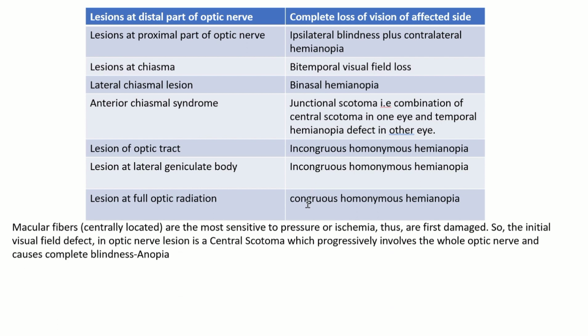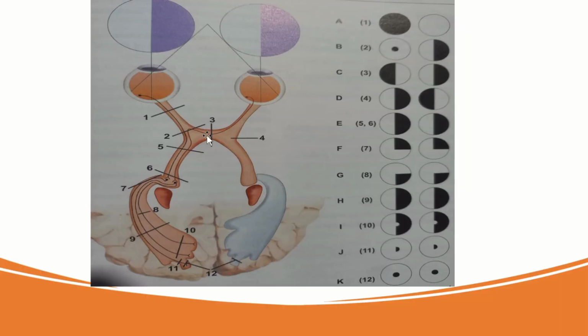So in optic radiation, why we have written congruous homonymous hemianopia is that usually after the optic chiasma, the radiations spread out very much. Okay, till here they are coming in bundles, they are coming together. But after optic chiasma, the radiations spread out. Because these radiations are spreading out, it is not necessary that whenever there is a lesion on both sides, a similar kind of visual field loss will be there, because the fibers are spreading out, right?